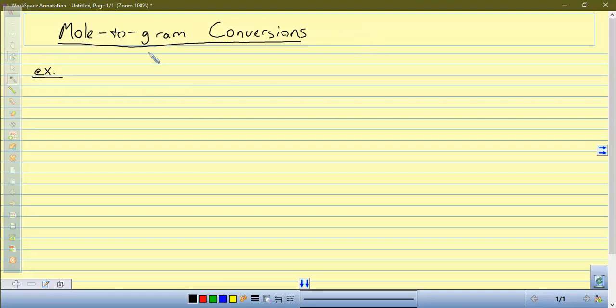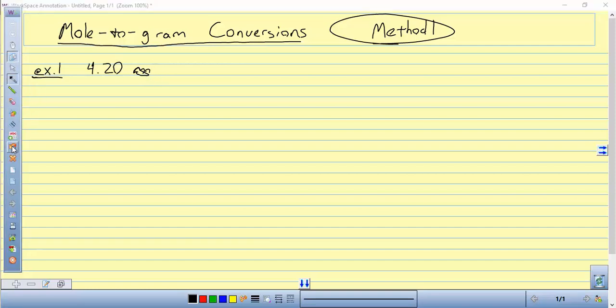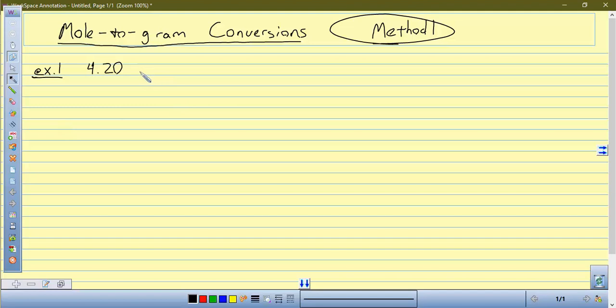So mole to gram conversions. Okay, we're going to look at method 1 of solving these problems. So example 1, okay, 4.20 moles of, let's pick a substance here like calcium carbonate, equals how many grams? What is the mass of that many moles of calcium carbonate? So method 1 is just kind of working it out in your head whether you need to multiply or divide.